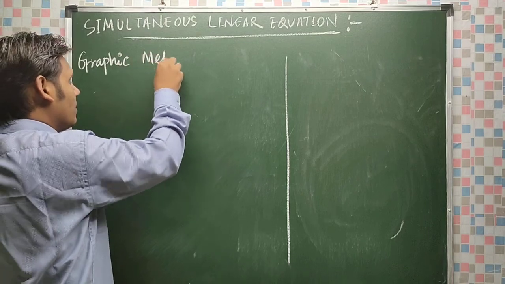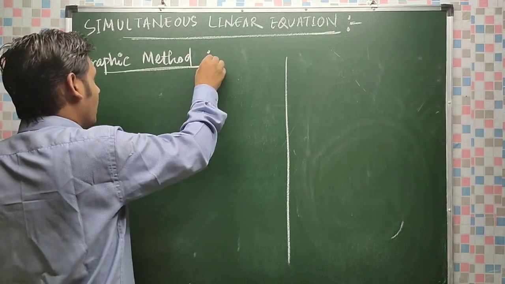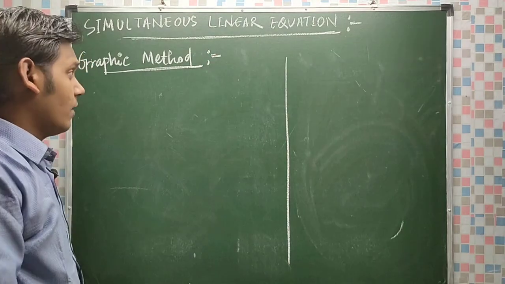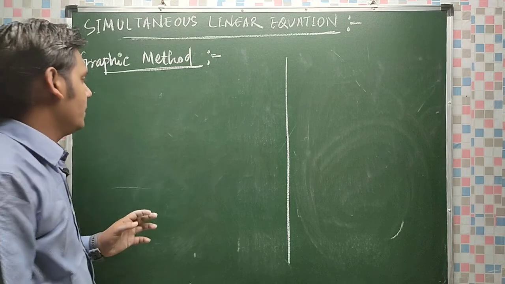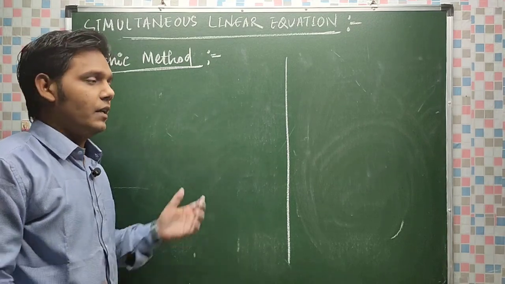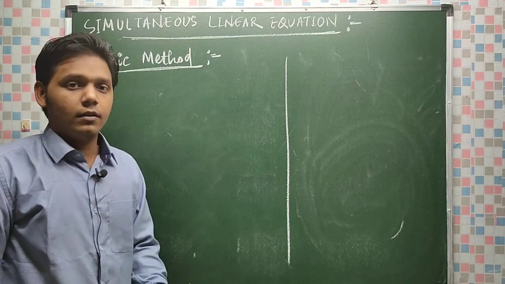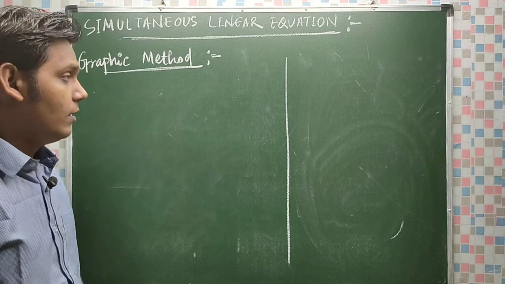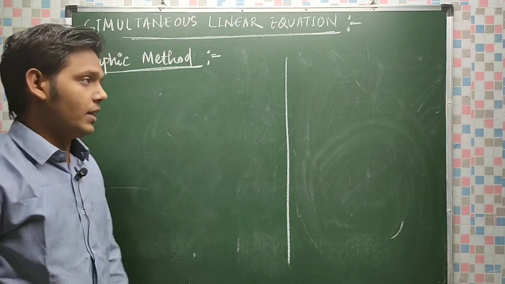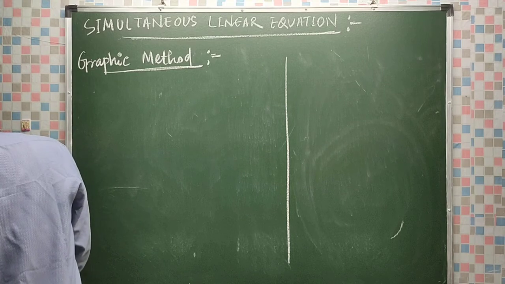Graphic method. This is actually the elimination method, but I have discussed it previously also. That one I have done. The second one is the elimination method. Some examples I will solve from your book.